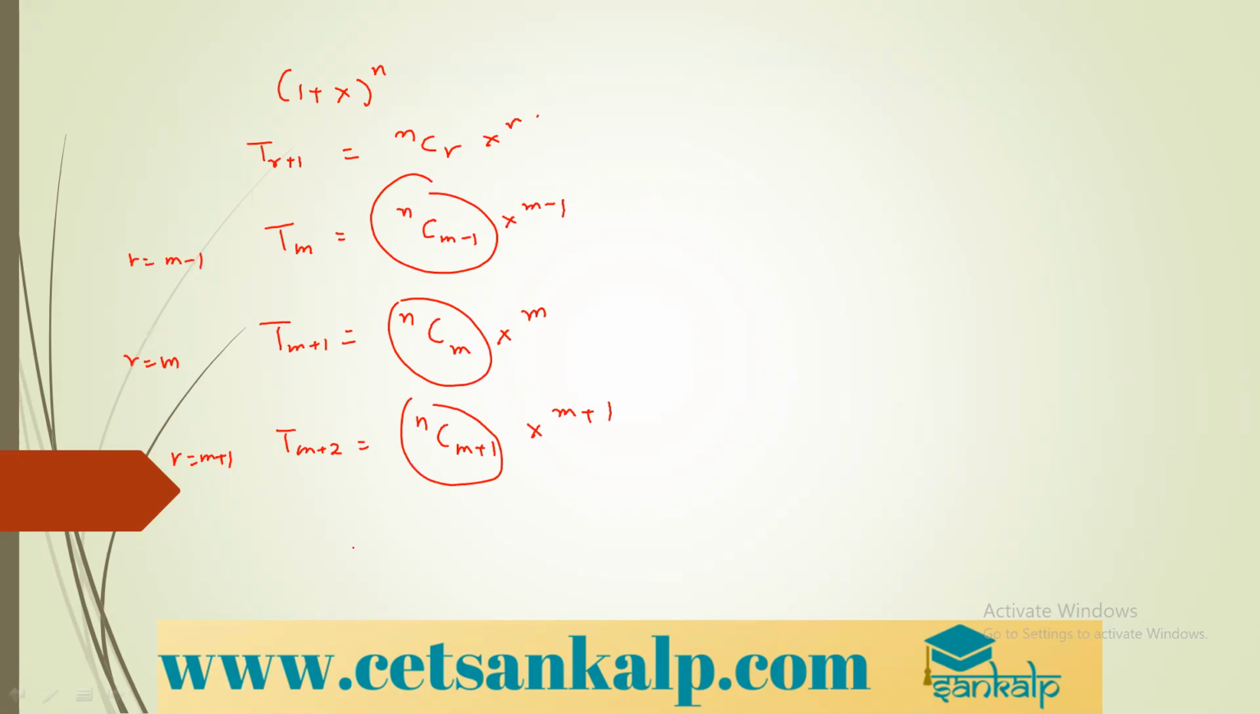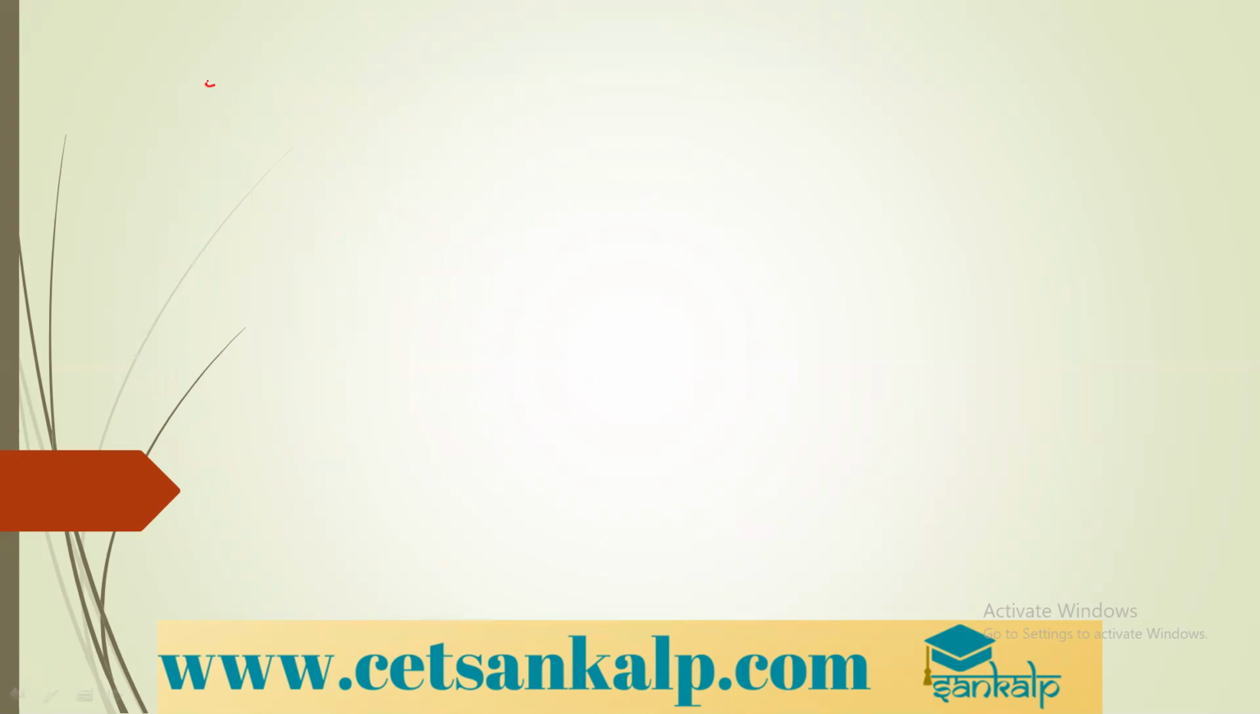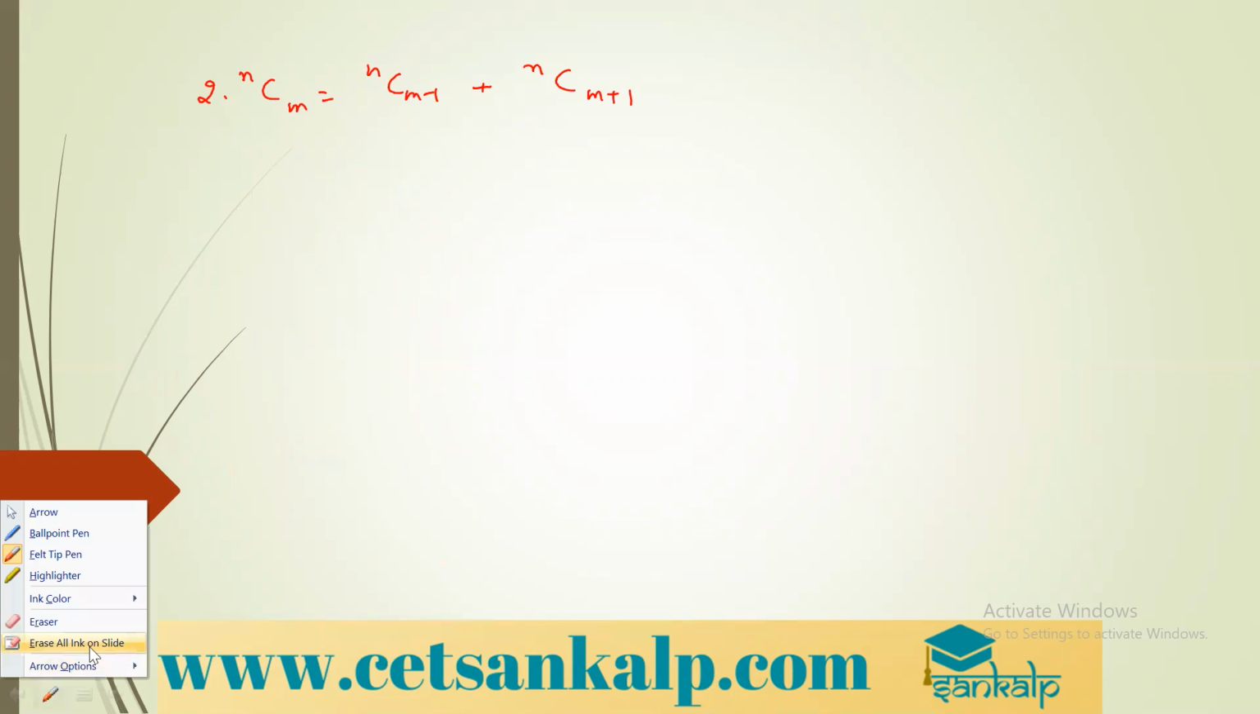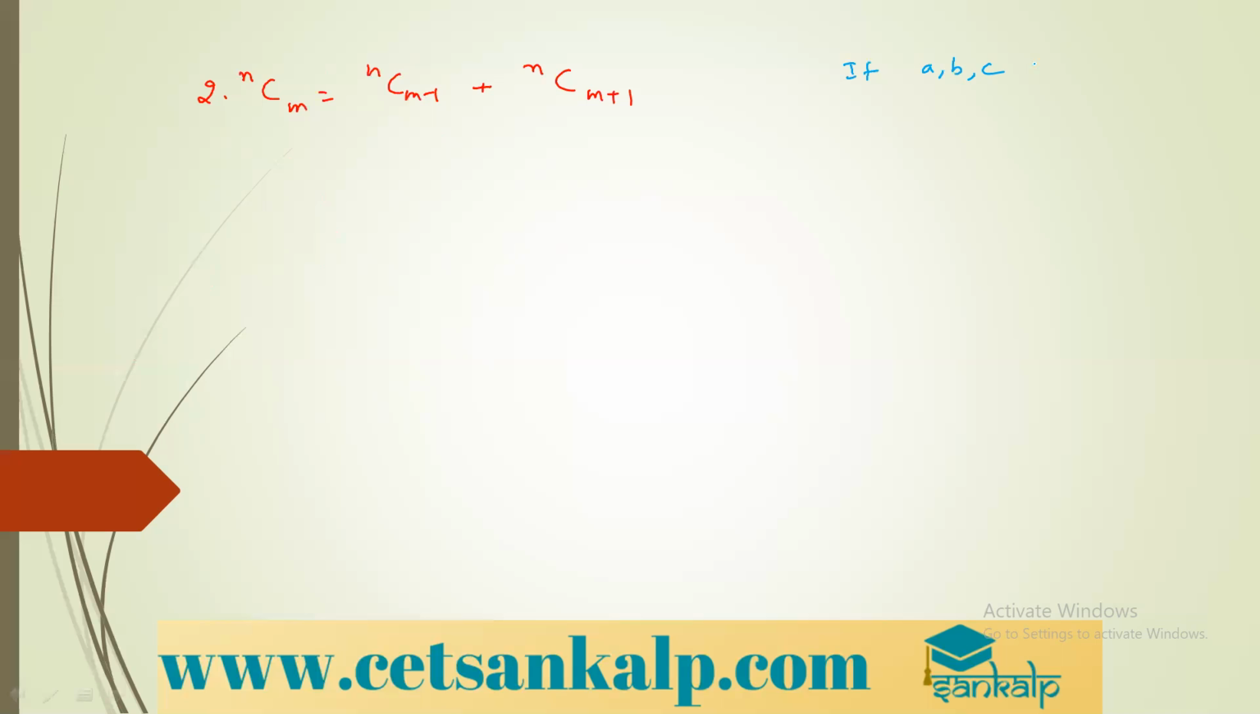NCm-1, NCm, NCm+1 are in arithmetic progression. So arithmetic progression means 2 times the middle term will be equal to the sum of the first term and last term: NCm-1, NCm+1. That is the condition for 3 terms in AP. I will write the formula. If A, B, C are in arithmetic progression, 2B will be equal to A plus C.